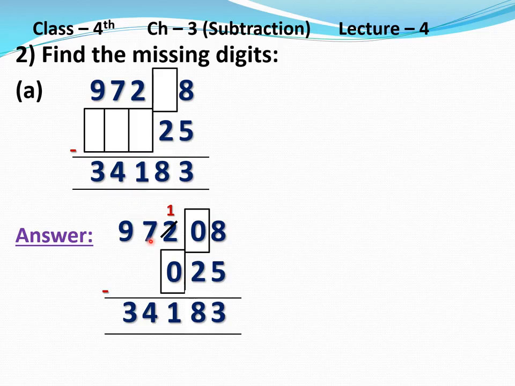Next, in 7 what we will subtract, that answer is 4. Now what should we subtract from this 7 so that the answer is 4? What we will subtract? We will subtract 3. So write here 3. Now in this 9 what we will subtract? That answer is 3. What we will subtract? We will subtract 6. So write here 6. So missing digits are 0, 6, 3, 0.